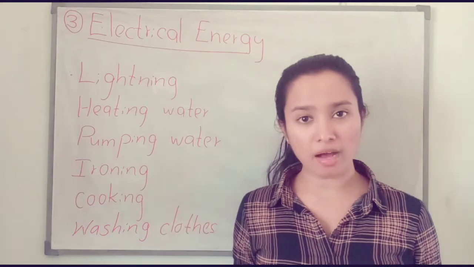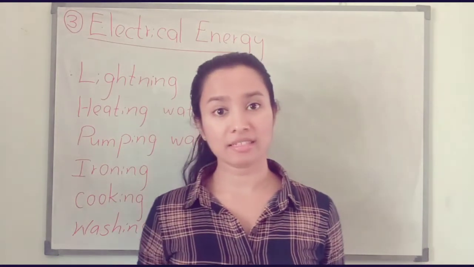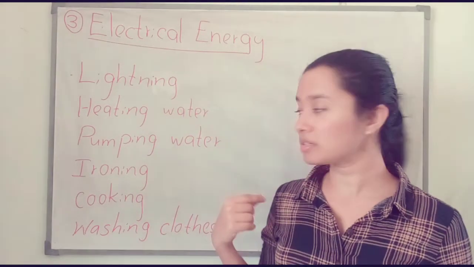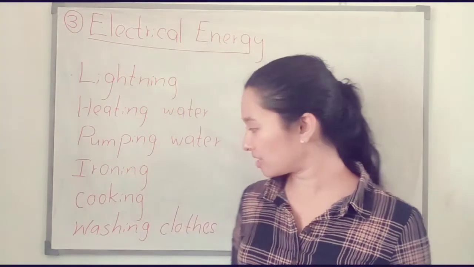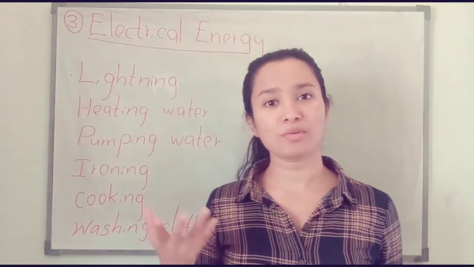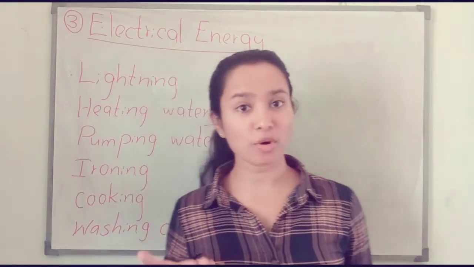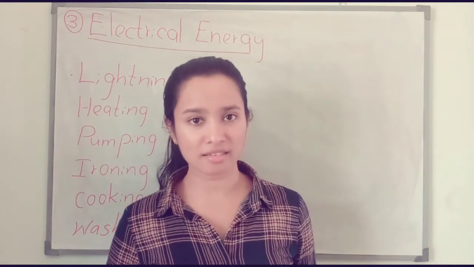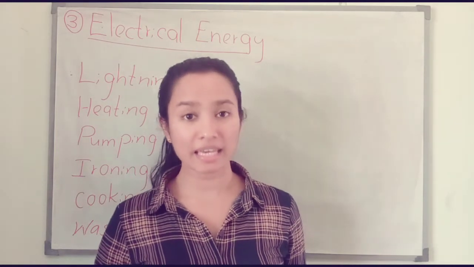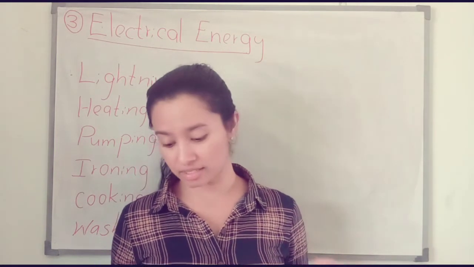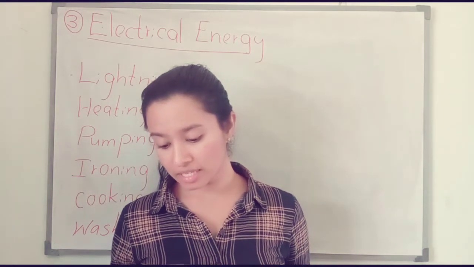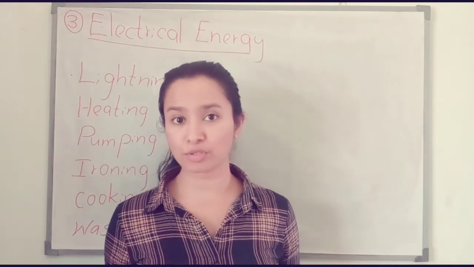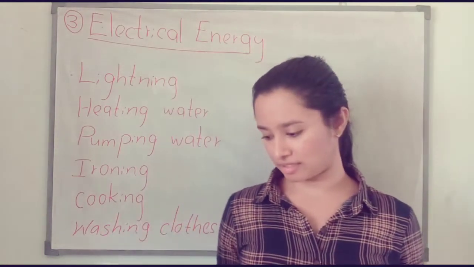The lightning bulbs and rotating fans, heating water, and what are the things? Then pumping water, then ironing, cooking and washing clothes. So many things. Think about your home and your classroom, in your school. There are a lot of instances when we are using electricity. So here you have to write what are the instances we are using electricity. In activity 7.6, you have to write some instances.